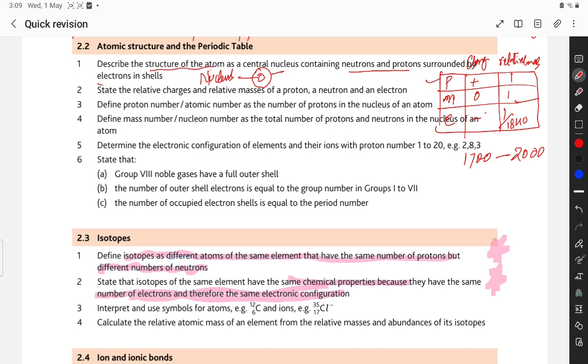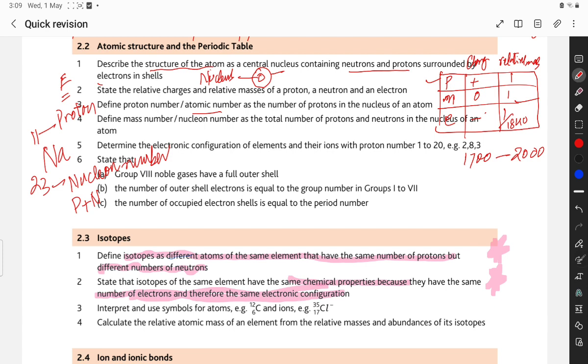Define proton number. Atomic number, you are very well aware of the proton number. For example, this is sodium, 11 and 23. 11 is the proton number or atomic number, and this is the nucleon number. In the nucleon number, proton plus neutron is the nucleon number, and proton is also equal to the electron, but this number is the proton number.